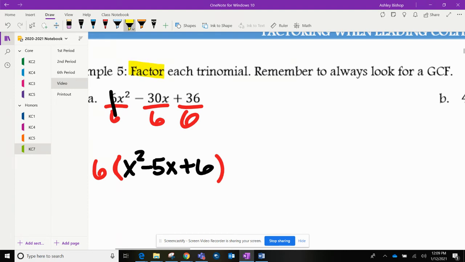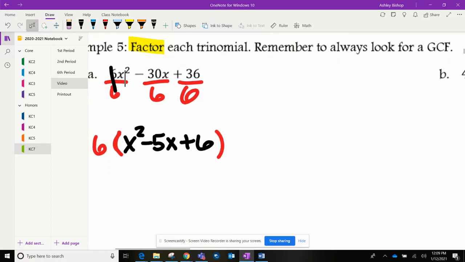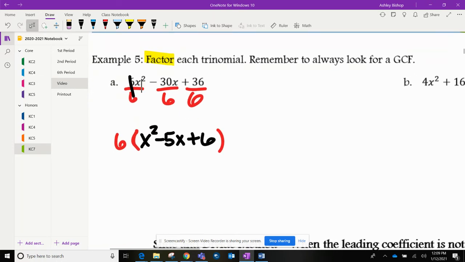So I'm going to keep going. To factor completely, we are going to factor what's inside our parentheses. Now notice that my leading coefficient is now 1. The number in front of my first term is a 1, so I can factor this pretty simply. I'm going to find the factors of 6 that add to negative 5. 1 and 6 are factors of 6, and 2 and 3.